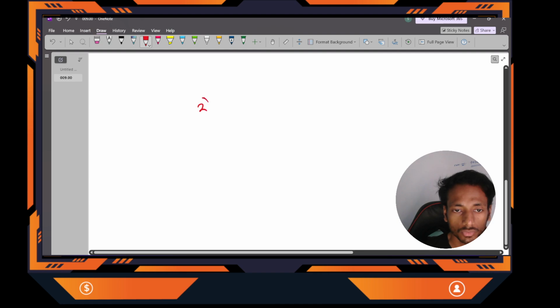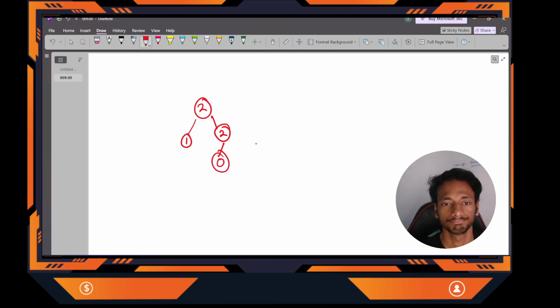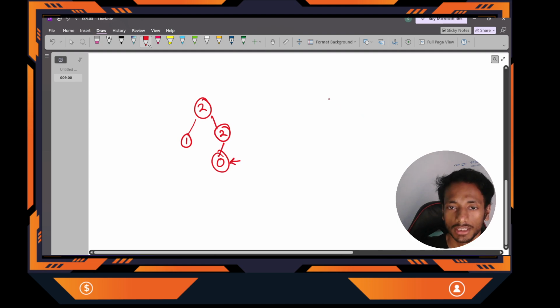So this is suppose 2. This is 1, this is 2, this is 0. So this is our binary tree. Now I have to know whether this node is a dominant node or not. Initially our answer will be 0.